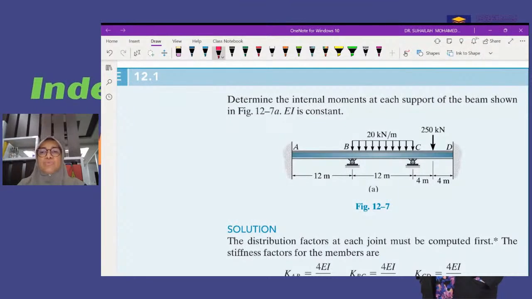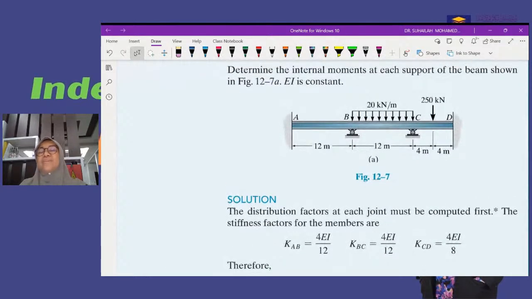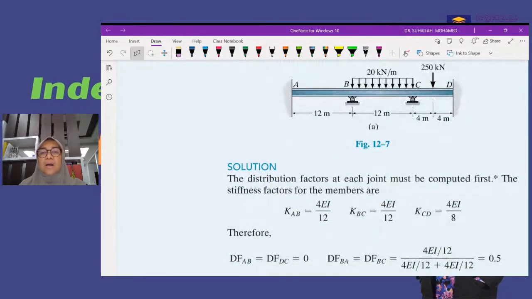In the textbook, we have A, B, C, D. A and D are fixed. B and C are rollers, but remember that internal B and C are always assumed as fixed. So for the K formula, we apply 4EI over L for each element. Remember, one element has one stiffness factor. So it is K for member AB, K for member BC, and K for member CD.